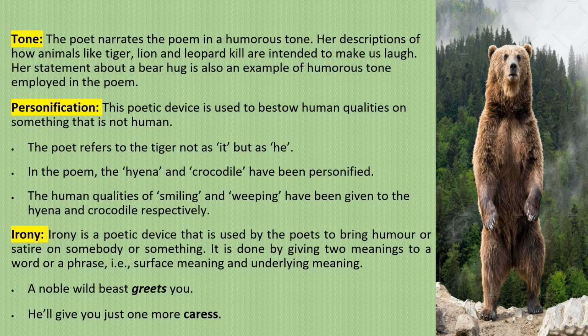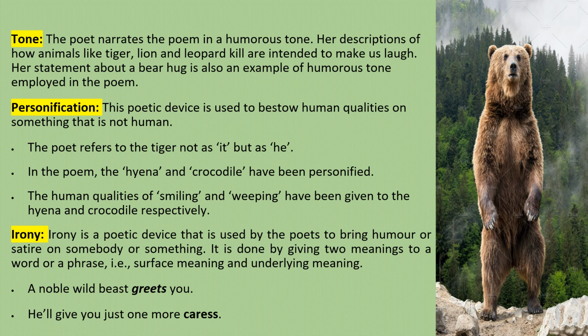So here we'll discuss three more poetic devices that are used in this poem, How to Tell Wild Animals by Carolyn Wells. The tone of the poem is very humorous, funny. Personification is used to an extent that the tiger is referred to as he, not it. The human qualities of smiling and weeping have been given to the hyena and crocodile respectively. Hence, we can say personification is also used.